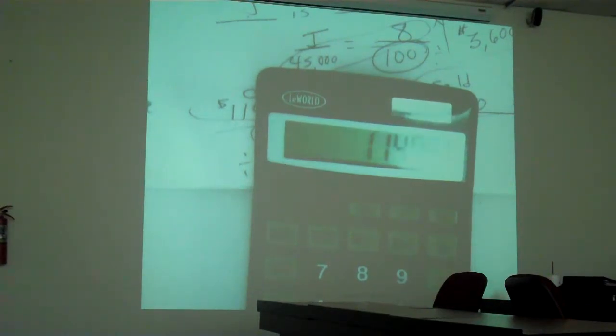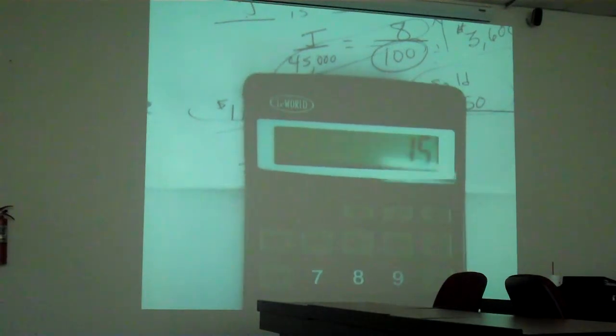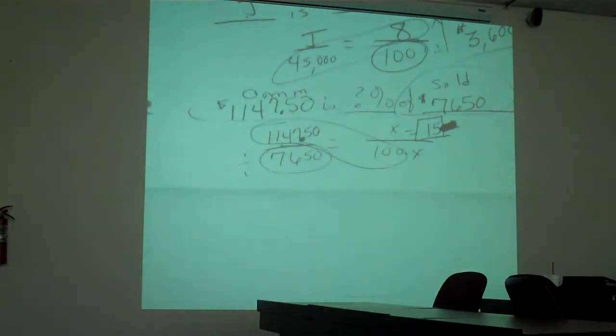1147.50 times 100. Oops. Start over. 1147.5 times 100 is 1147.50 divided by 7650. No decimals. It's 15. Yep, still good. 15. You got 15? The people that didn't get 15, you better check your calculators. I'll help you with them later. Okay?